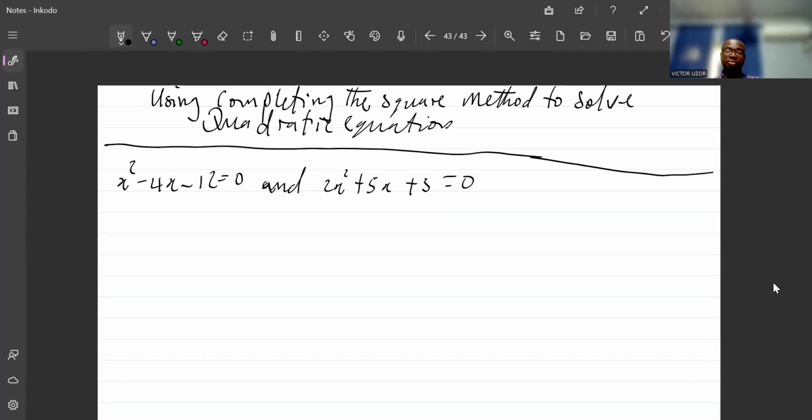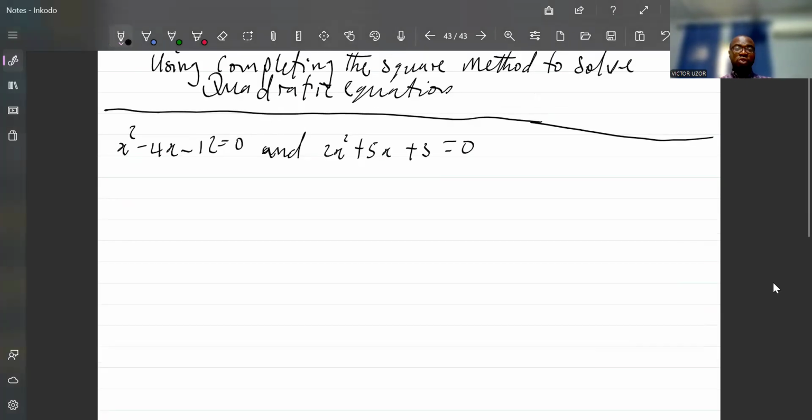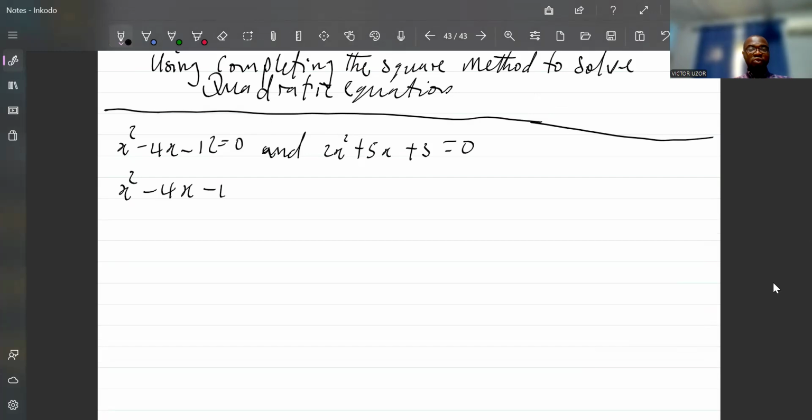Good day, everyone. I'm going to be teaching you how to use the completing the square method to solve a quadratic equation, and I'm going to teach you in a simple way. I'm going to be using these two questions to solve it. The first question we solve will be x squared minus 4x minus 12 equals 0. This is a typical quadratic equation.